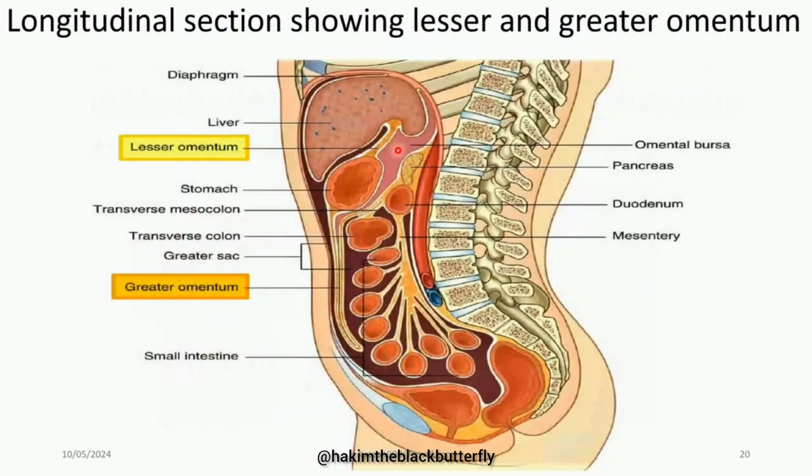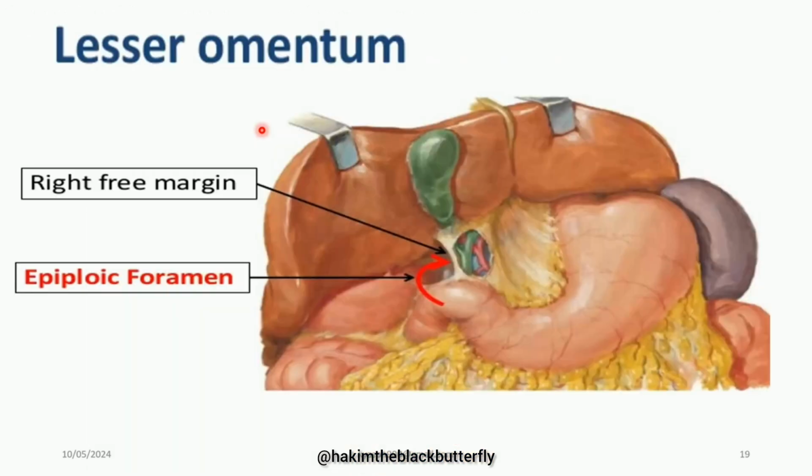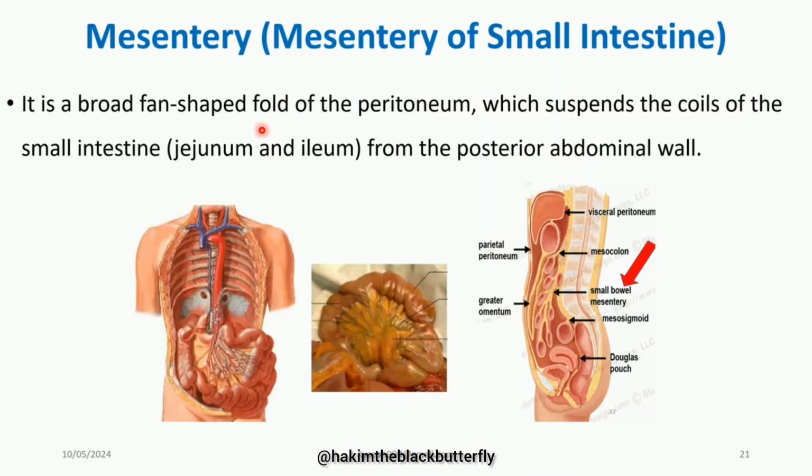So far we have seen two peritoneal folds, the greater omentum, where it's situated and its function. Then the lesser omentum, which helps in connecting the stomach to the liver, but also some part of it contains the bile duct, the portal vein, and the hepatic artery. That part was the hepatoduodenal ligament. Okay, so that's the greater and the lesser omentum.